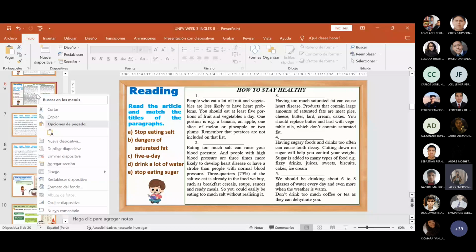Yes, 5 a day. Dangers of saturated fat. Stop eating salt. Stop eating sugar. Drink a lot of water.